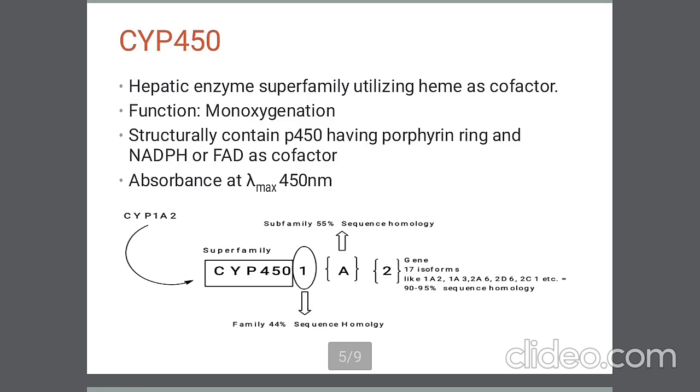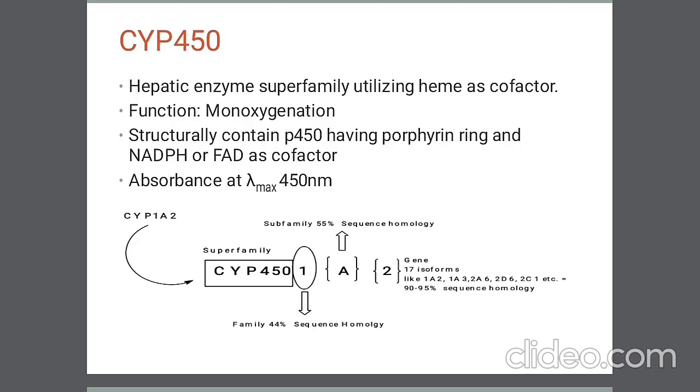Now when a liver microsomal solution containing cytochrome P450 is purged with carbon monoxide, and you take the absorbance of this solution, it absorbs at a lambda max of 450 nanometers, and therefore this family of enzymes got the name cytochrome P450.